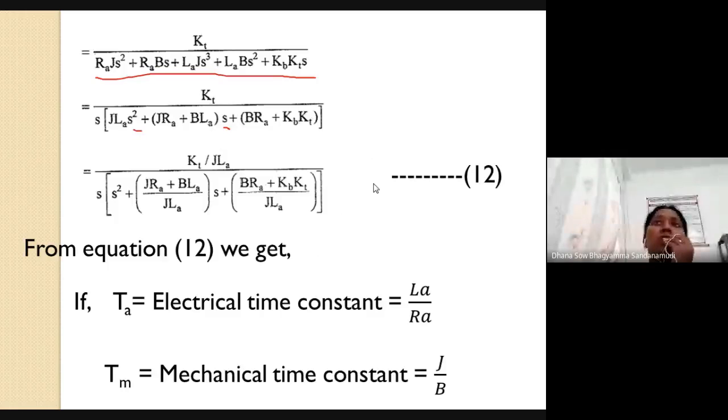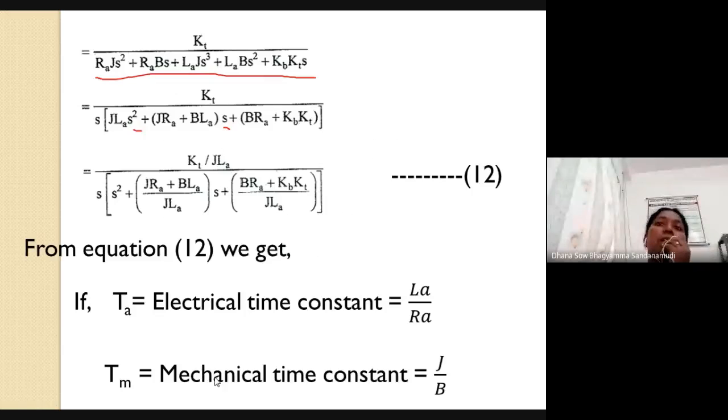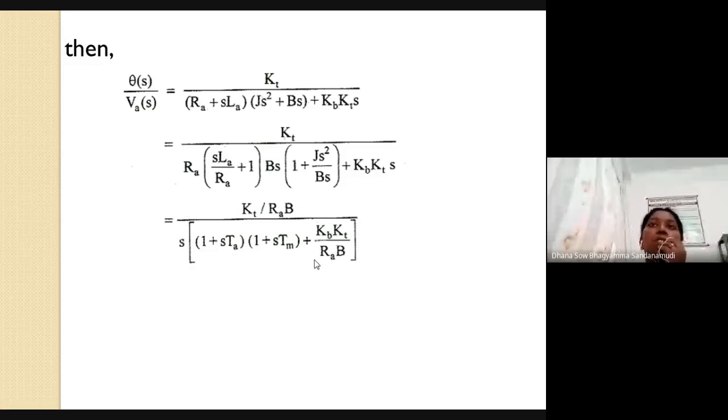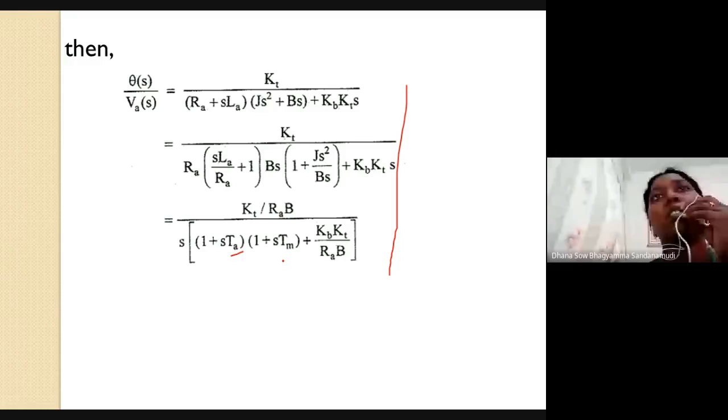I have rewritten this same equation again here, and I have rearranged the terms and replaced them by the electrical constant. See, mechanical time constant and electrical time constant. So this is an additional solution. If you want, you can do this solution or you can leave it. It doesn't matter. I wanted to further simplify and replace them with some constant. That's why I have done all this.